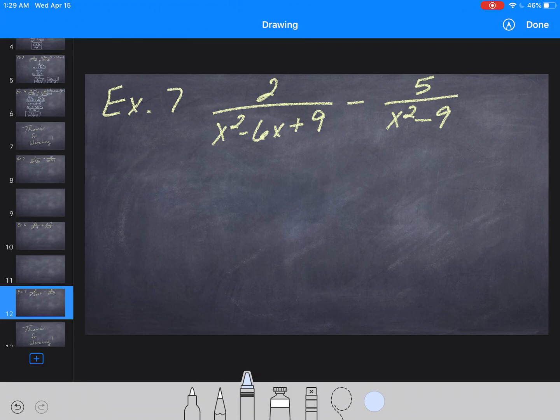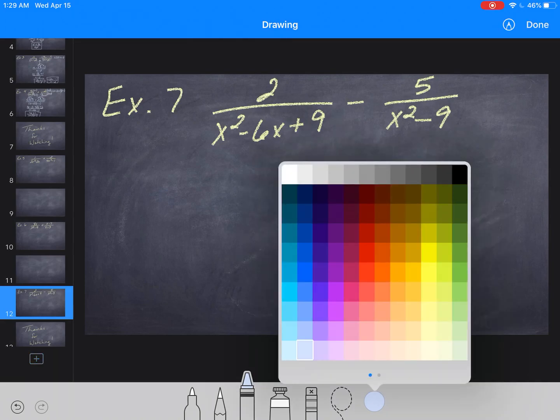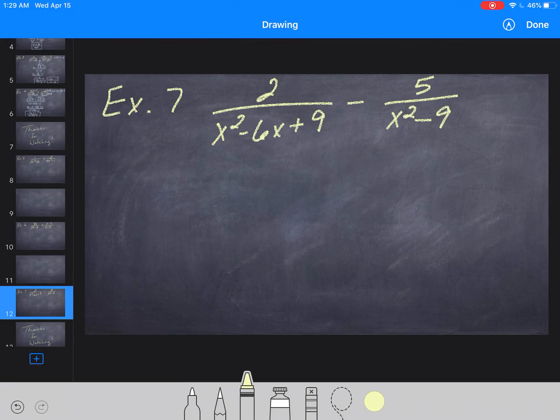Let's take a look at another example. We're going to do the same thing that we did before. We're going to factor our denominators. I'm going to factor my first denominator using MIFTERM. You can pause here while you factor. I end up with 2 divided by x minus 3, x minus 3. I have a subtraction sign.